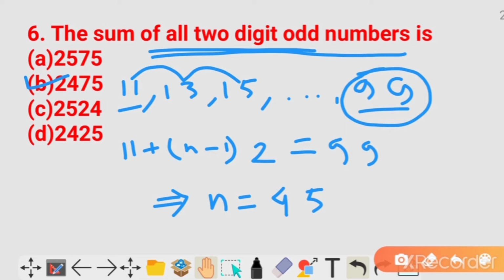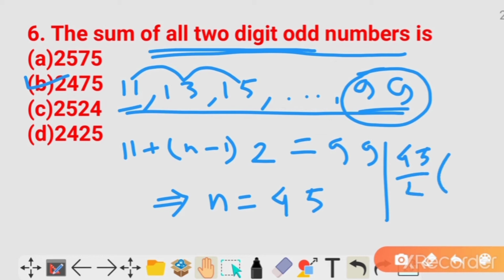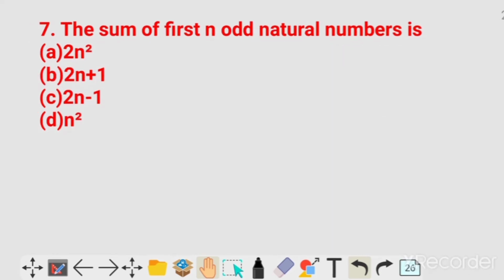So that means 99 is the 45th term, and the sum of this series is simple. The sum will be 45 by 2 into the first term, that means 11, plus the last term, which is 99. If we solve this, we'll have 2475. That is the answer.